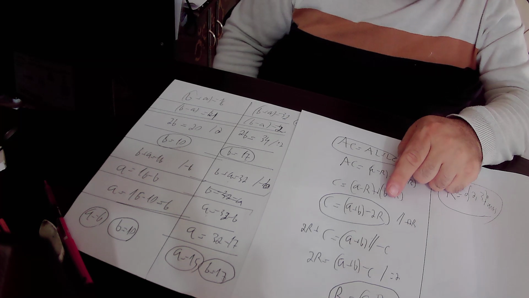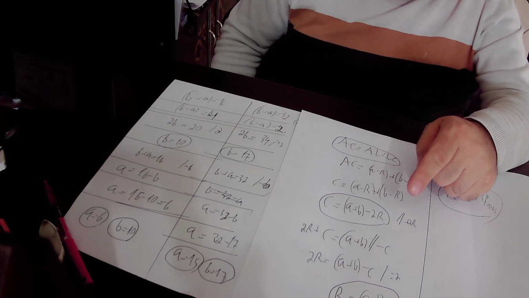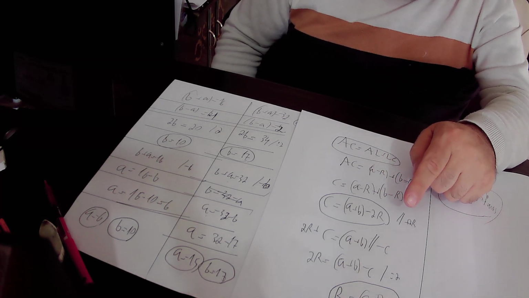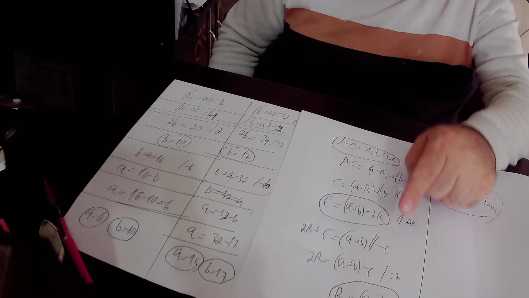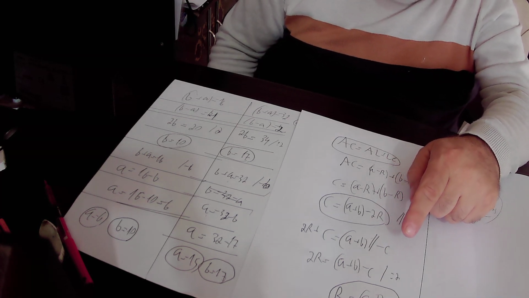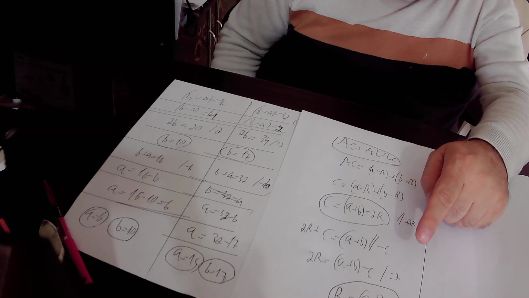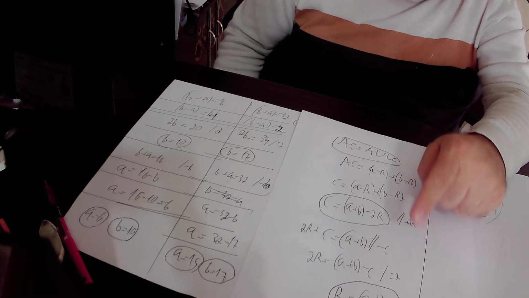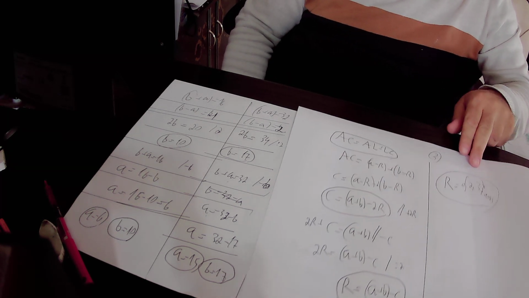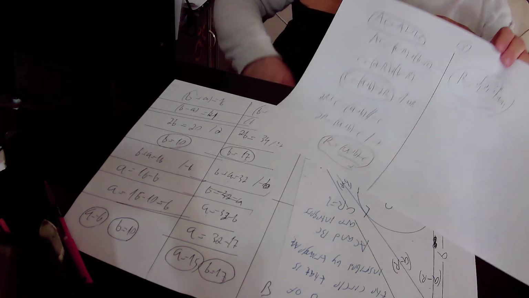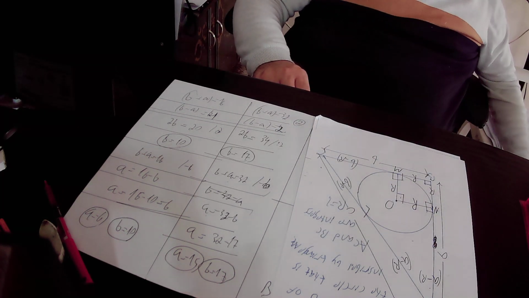We added 2R to this equation and found out that 2R plus C equals A plus B. We subtracted C from this equation and found out that 2R equals A plus B minus C. We divided this equation by 2 and we got that the radius that we are looking for equals (A plus B minus C) over 2. Okay, so now we can implement the new formula.